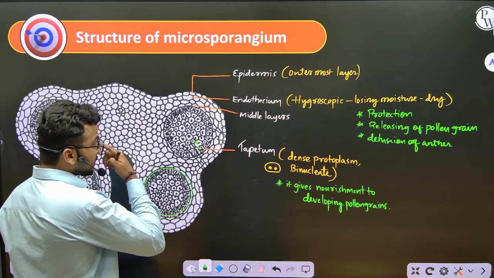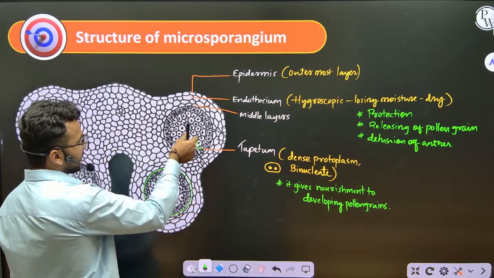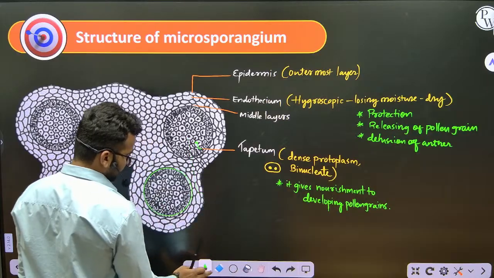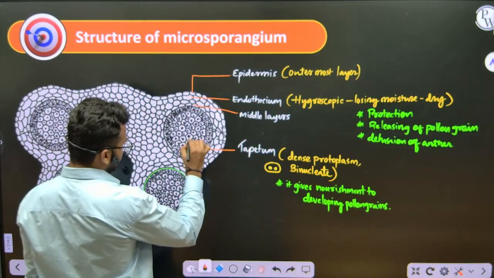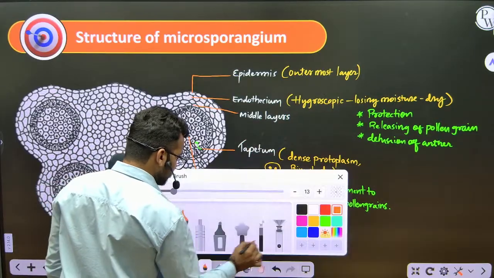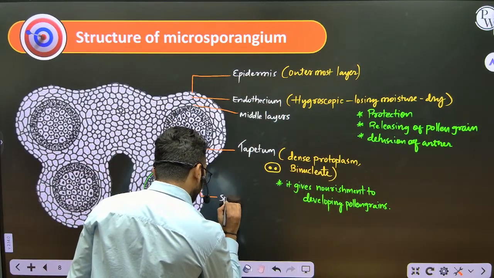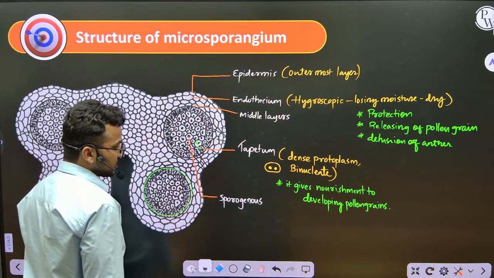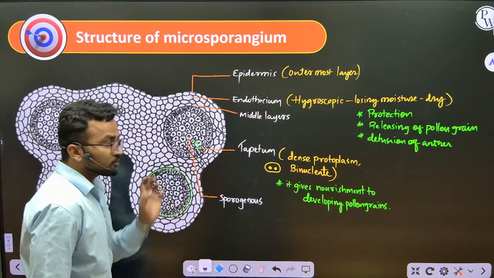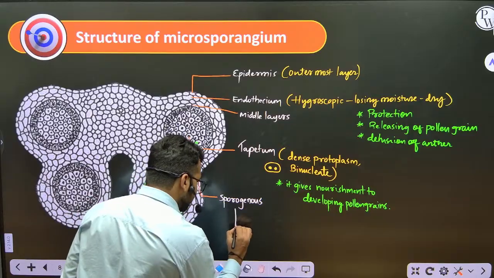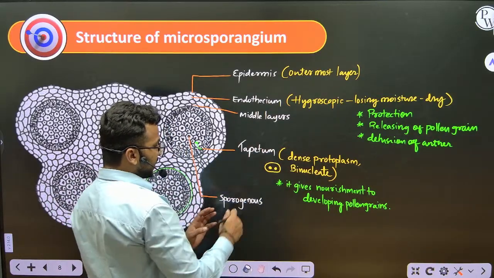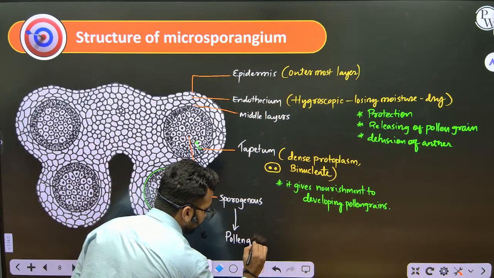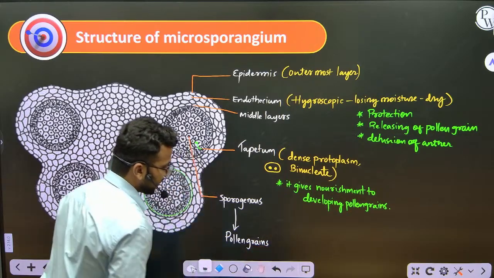Next, inner to the tapetum cells, what we are seeing are all sporogenous cells, or sporogenous tissue. These sporogenous cells, after taking nourishment and developing, are going to form pollen grains.